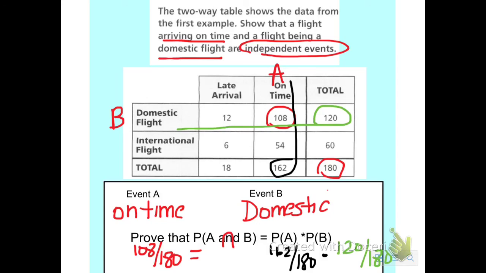And what we need to do is get our calculator out and multiply them together. So I would multiply, hit my fraction bar, 162 over 180, times, fraction bar, 120 over 180. And I would find that equals 3/5. So I know the product is 3/5. Let's see what happens when we reduce 108 over 180. And I find that also equals 3/5. So since the intersection is equal to 3/5.